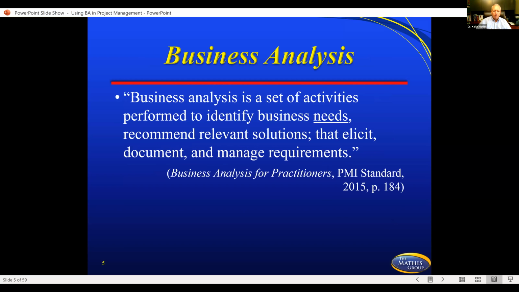Business analysis is a set of activities performed to identify business needs and recommend relevant solutions that elicit, document, and manage requirements. Now, depending on the culture of your organization, the range of duties that the business analyst does is going to be very wide or very narrow. Let me give you an example of what I mean. The new range of duties of a business analyst today is more than just interviewing the customer.